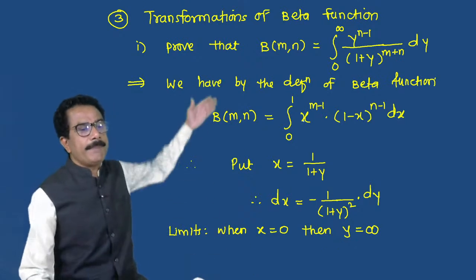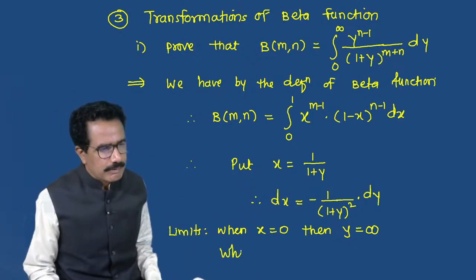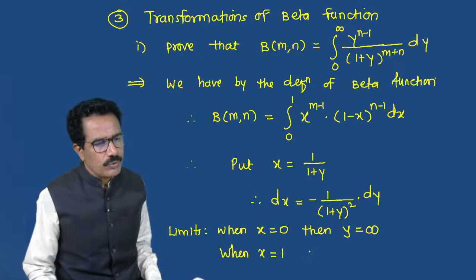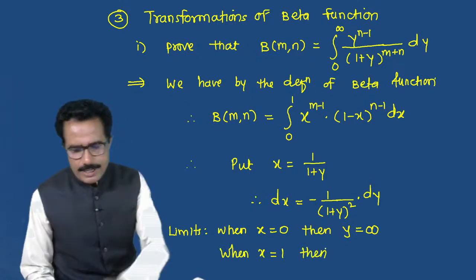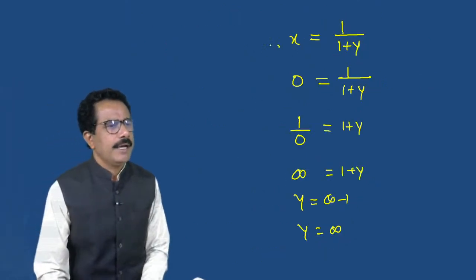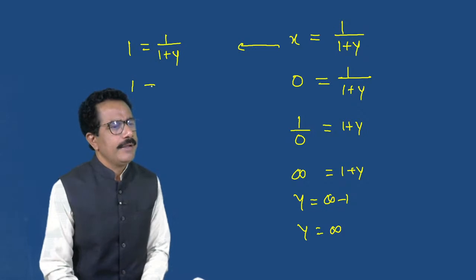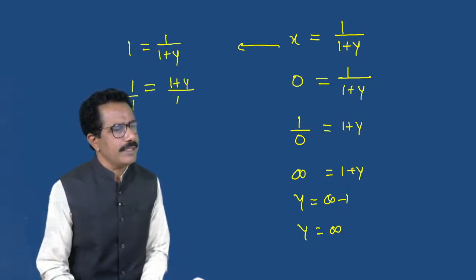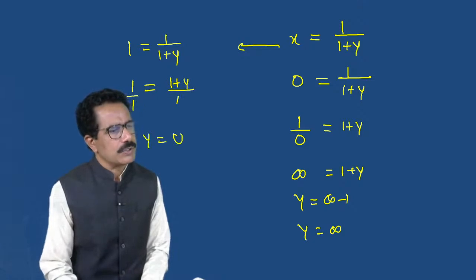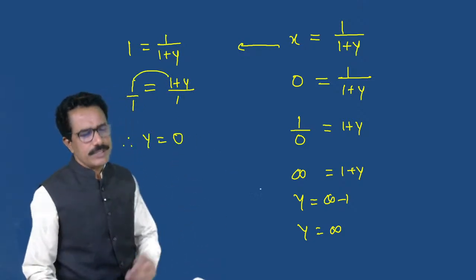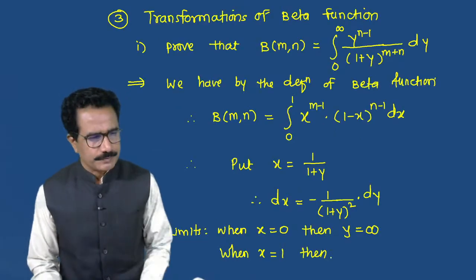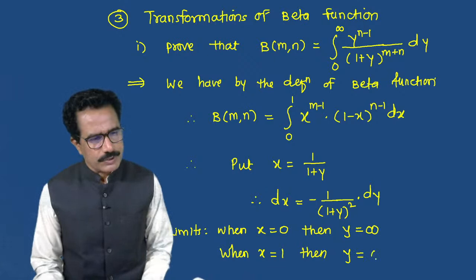Now see the upper limit, when x is equal to 1. Now we have to find the upper limit. Here 1 is equal to 1 upon 1 plus y. Taking the reciprocal, 1 upon 1 is equal to 1 plus y divided by 1, so y is equal to 0, since 1 minus 1 means 0. Thus we obtain the upper limit as 0. y is equal to 0.